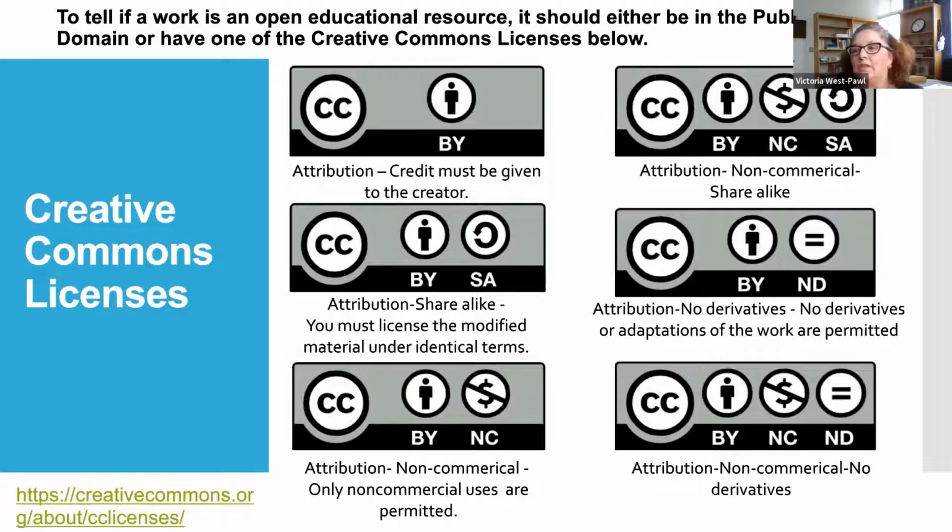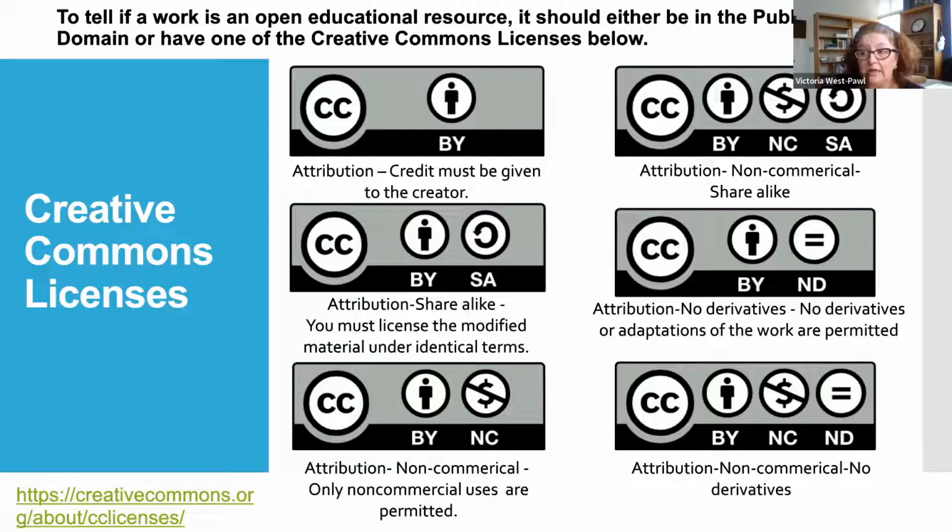All right, so you can see there are quite a few Creative Commons licenses to choose from. So I'm going to briefly go through each of them so you know what each of them means and the symbols. And you can also go to the website that we've listed at the bottom of this slide for more details on each of these licenses. To tell if a work is an open educational resource, OER, it should be either in the public domain, which we'll get into in just a moment, or have one of the Creative Commons licenses below.